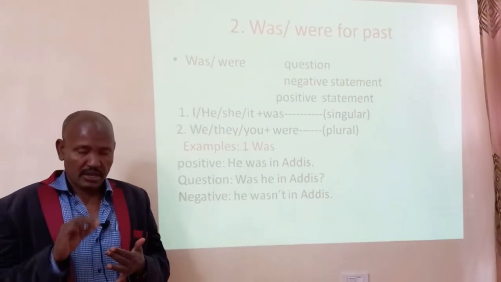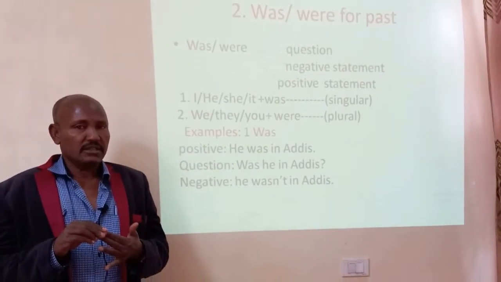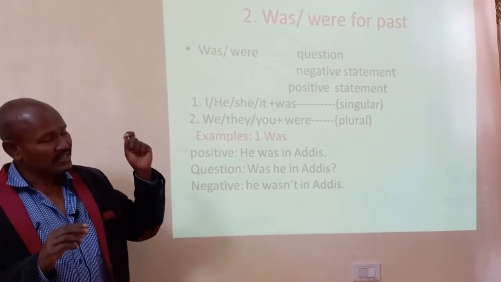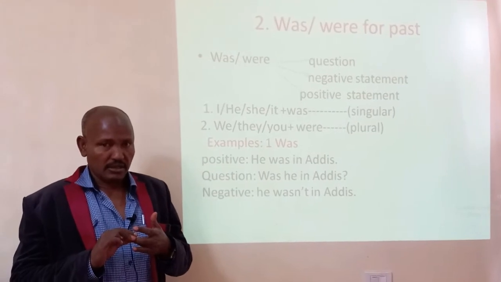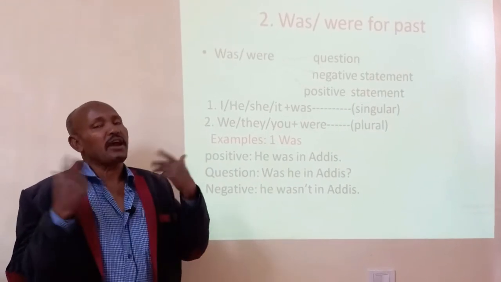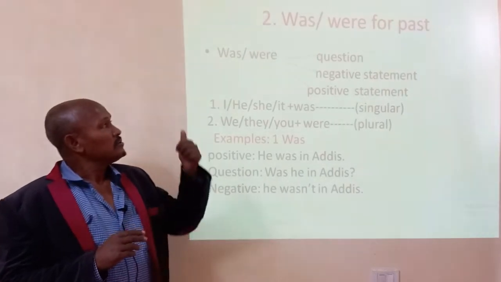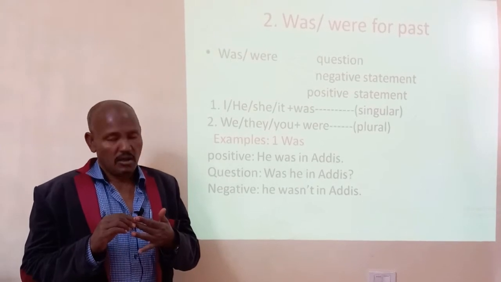Is, are, am, the past form is was and were, and their past participle is been, B-E-N. And the verb also has a form being. Now, the past form of is, are, and am.